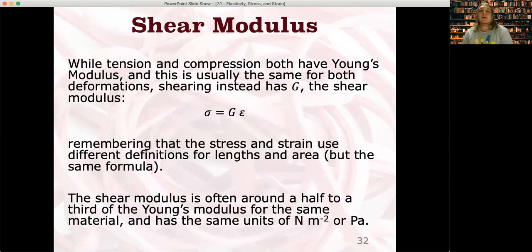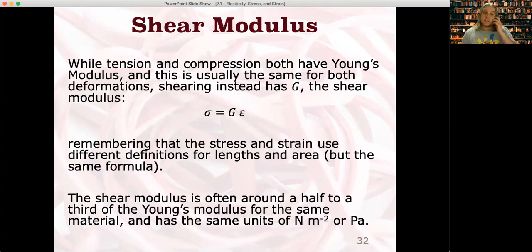So for shearing, we can't use the Young's modulus, because the Young's modulus was to do with compression and tension, so the force and the deformation all being in line. But with shearing, we're moving into this other realm, with forces being perpendicular to deformations and other things going on. So we need a new term, and to be unimaginative, we've called it the shear modulus, and we use the big letter G for that.